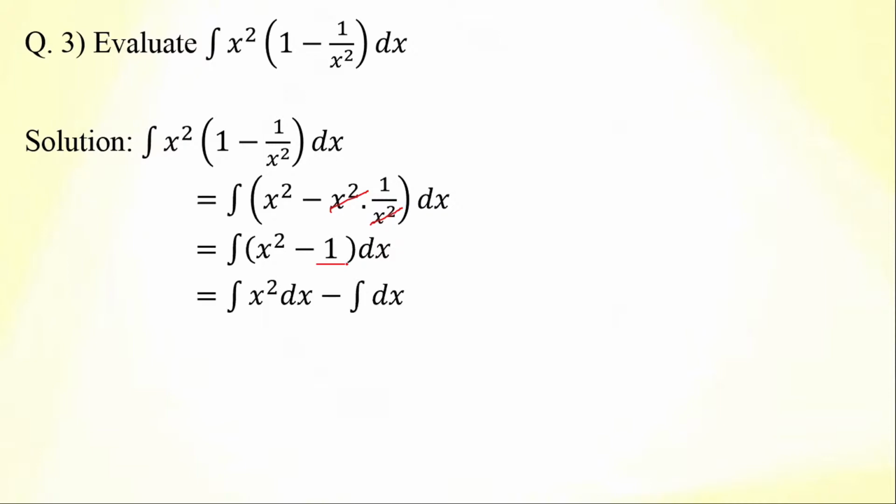Integrate it like this. So integral x square is x to the power 3 divided by 3, and integral of dx is minus x, because negative sign is here, plus constant of integration. So that becomes the answer. Moving further to the next question.